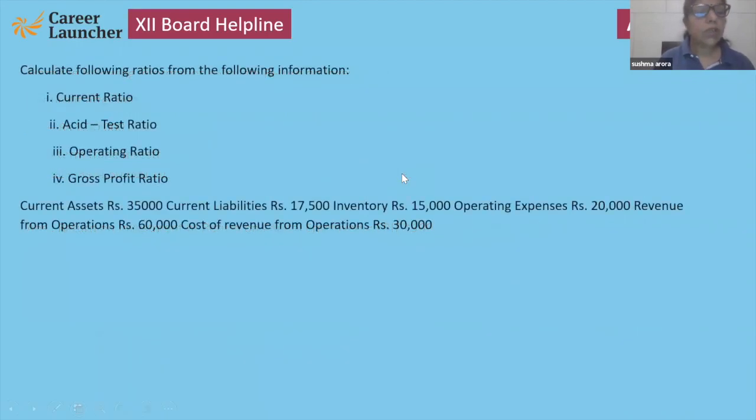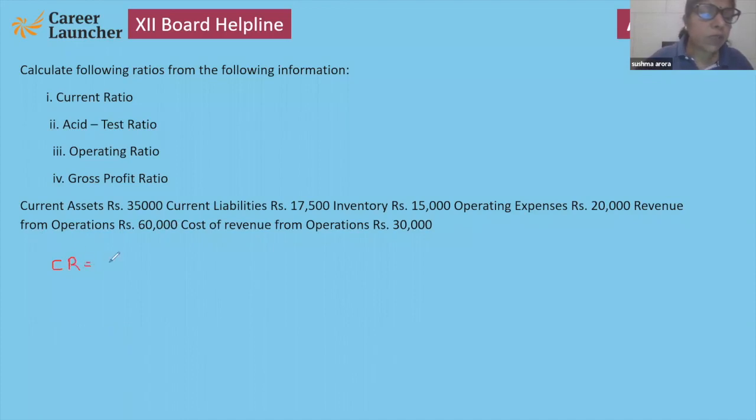Next, a very good question. Calculate the following ratios from the following information: current ratio, acid test ratio, operating ratio, gross profit ratio. Now, one by one, we have to calculate. That question may come for 4 marks.